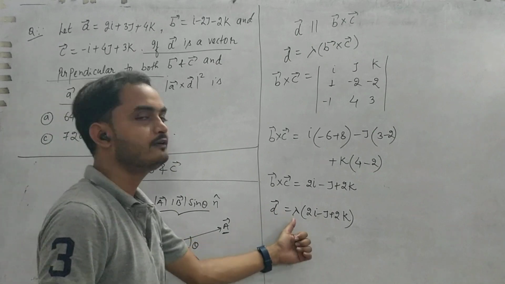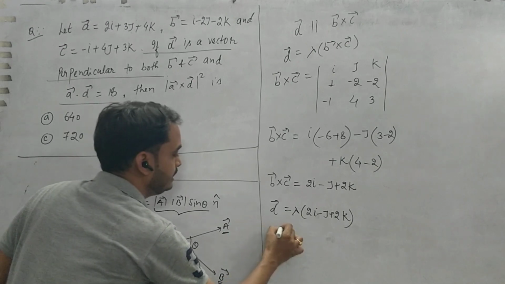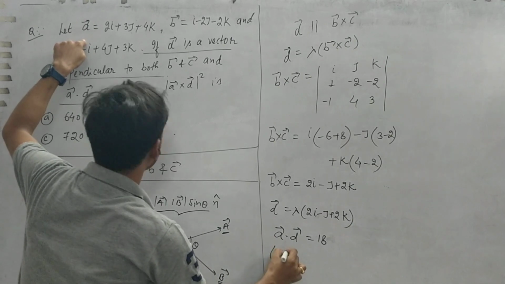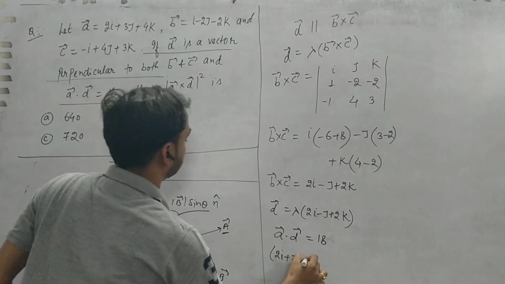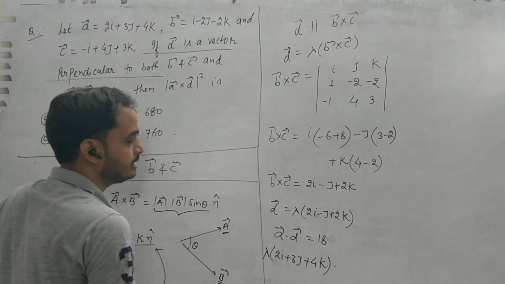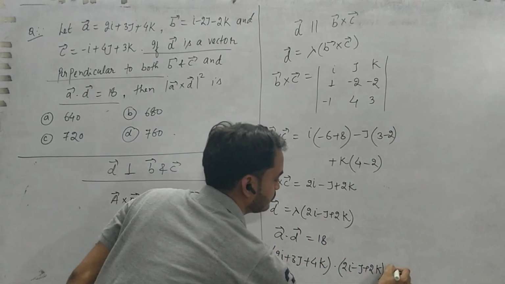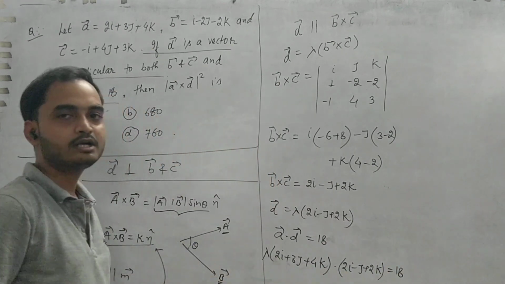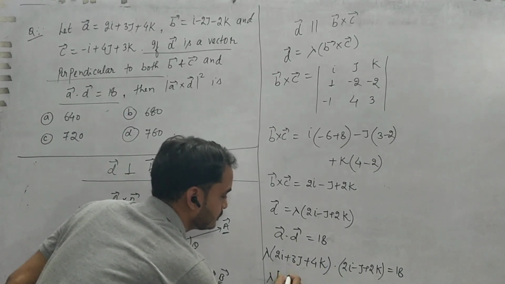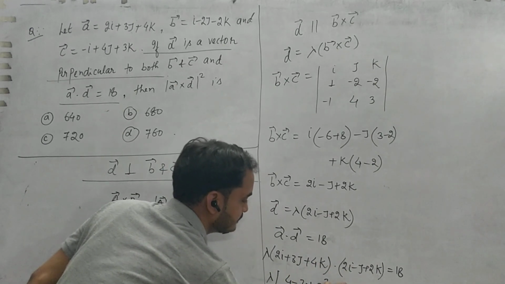So lambda value can be found by this additional information: A dot D vector is 18. A vector is already given, that is 2i plus 3j plus 4k, and dot product with the lambda. Since lambda is constant, I am putting it here, and D vector can be written as 2i minus j plus 2k, that is equal to 18. Now in dot product we directly multiply the coefficients and then add them. So this is equal to 2 times 2 is 4, 3 times minus 1 is minus 3, and 4 times 2 is 8. Okay, this is equal to 18.